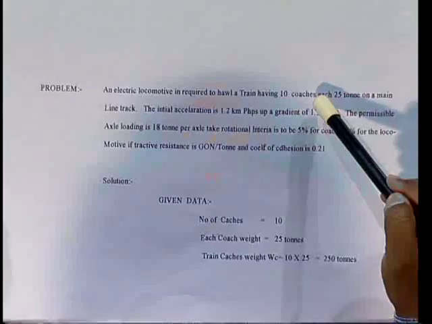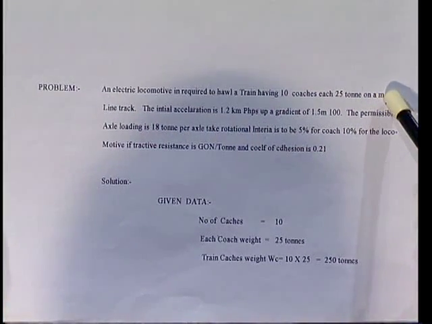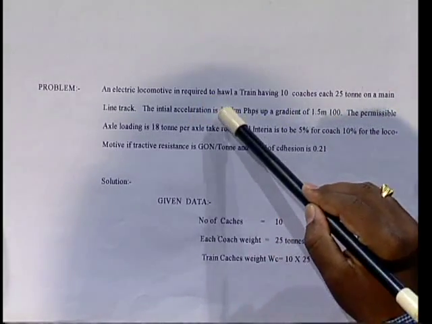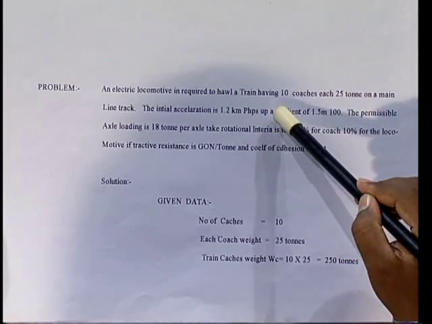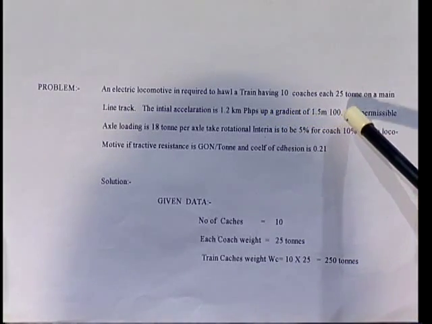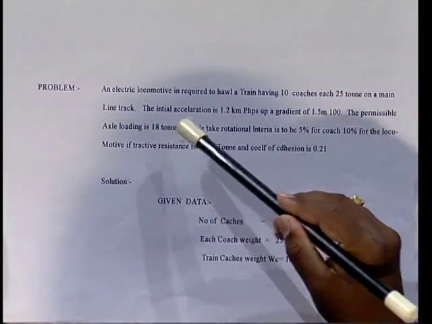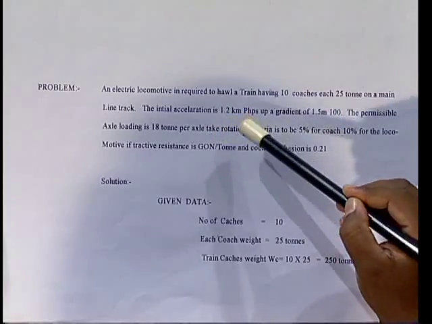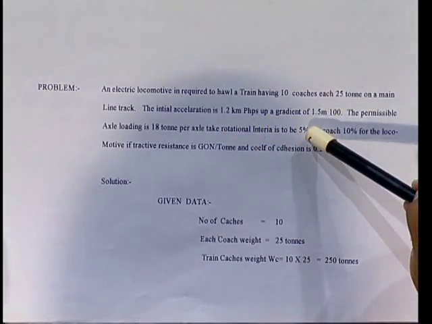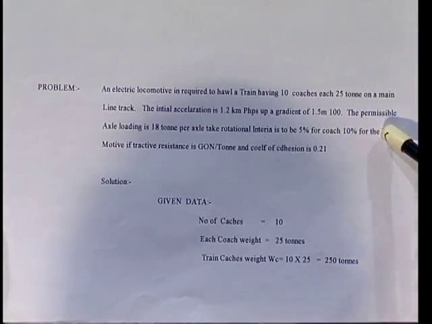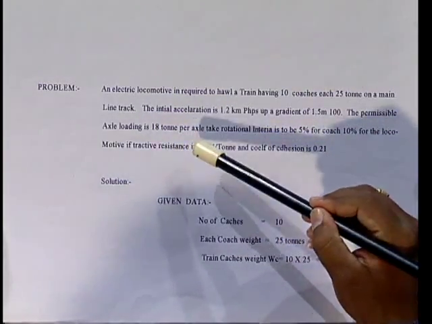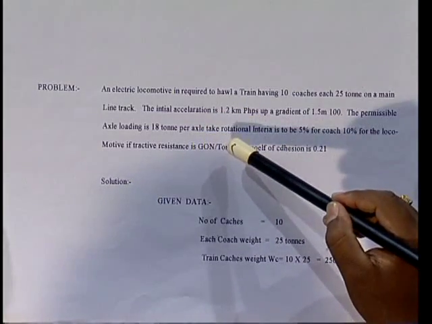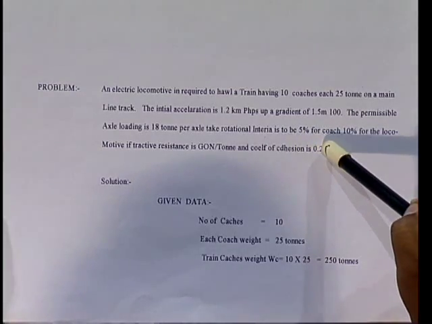The problem: an electric locomotive is required to haul a train having 10 coaches, each of 25 ton, on a main line track. The initial acceleration is 1.2 km/h/s, up a gradient of 1.5 in 100. The permissible axle loading is 18 ton per axle. Take the rotational inertia to be 5% for coaches and 10% for the locomotive. The tractive resistance is 40 newtons per ton and the coefficient of adhesion is 0.1.